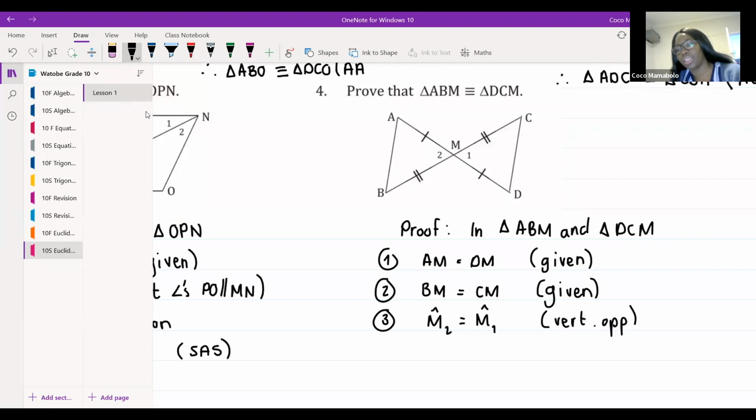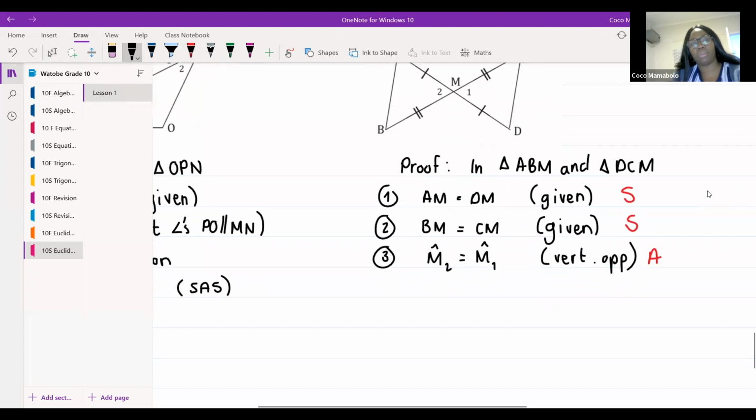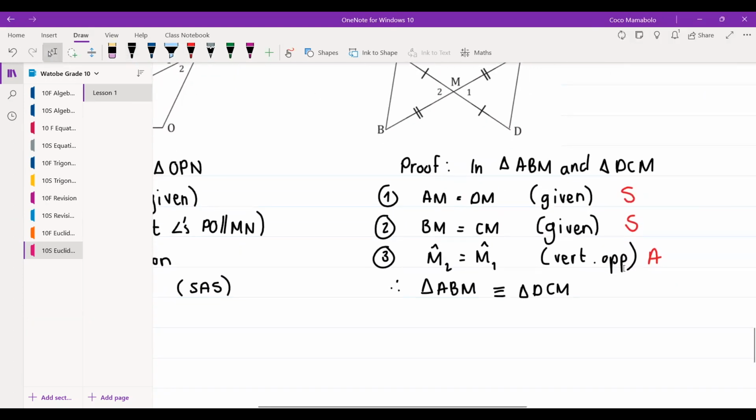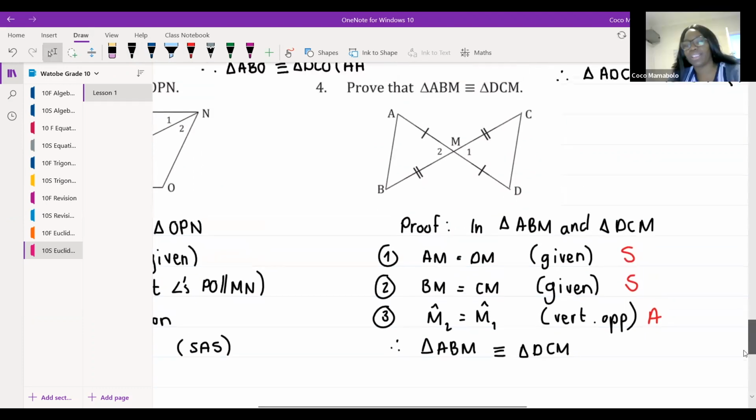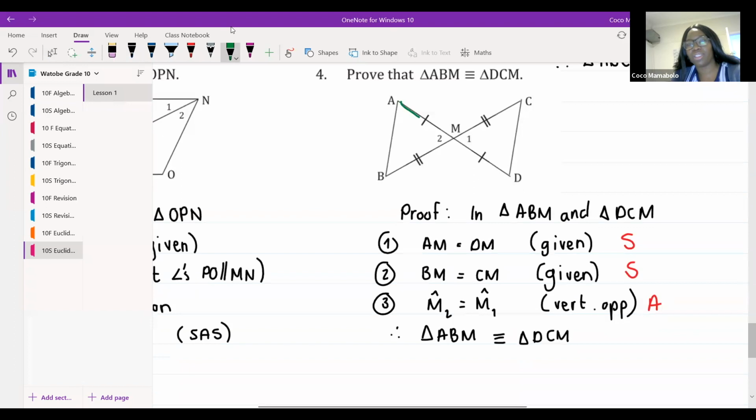Now we need to go look at the reason. I know that I have a side, and I have an angle, but side angle is not a reason, Notando. What is my reason going to be? Therefore, triangle ABM is congruent to triangle DCM. What is my reason? Side angle side. Beautiful. That's what I was hoping to hear. Because I've got a side and an angle included, and I've got a side. Oh, you are brilliant. Just beautiful, excellent stuff. Very well done, my sweetie.